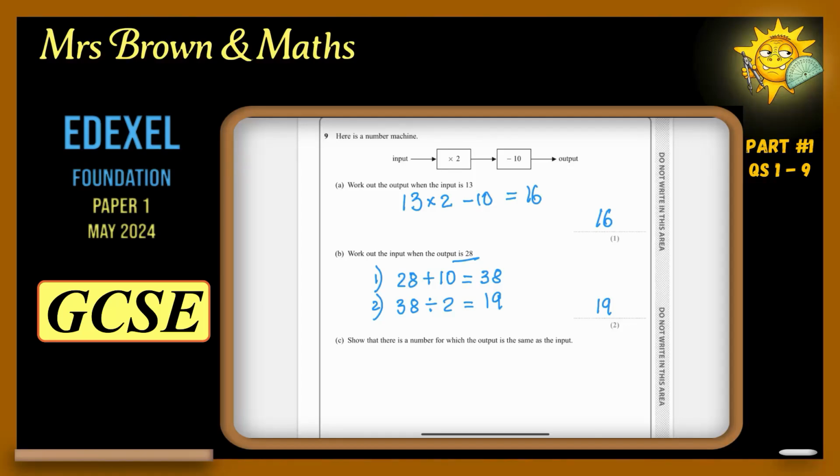And question C, that is a tricky one. Let's have a look. We have a number doubled, then take away 10, and we should get the same number. I would suggest just to think, if you double and then take away 10, you will get the same number. This number is 10. Let's check. So 10 times 2 is 20, and then take away 10 is 10 again. Done. That's the end of our first part.